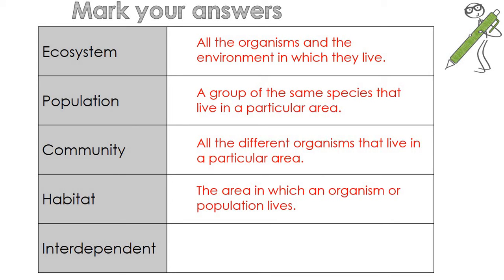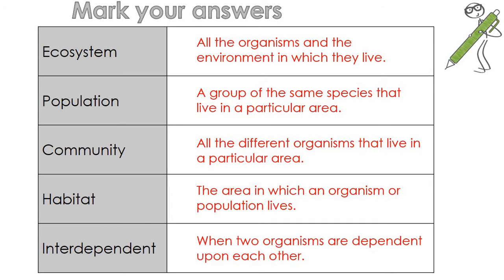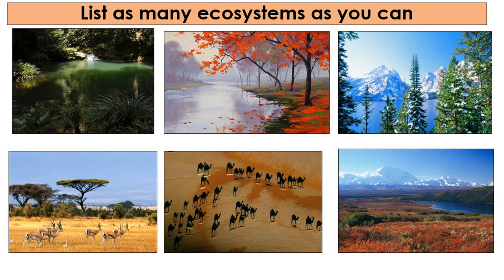And the habitat is an area in which an organism or population lives, and that habitat will be within a larger surrounding ecosystem. Organisms are interdependent when two organisms are dependent upon each other and they rely on each other, and we can link this to the idea of kind of food chains and things like that.